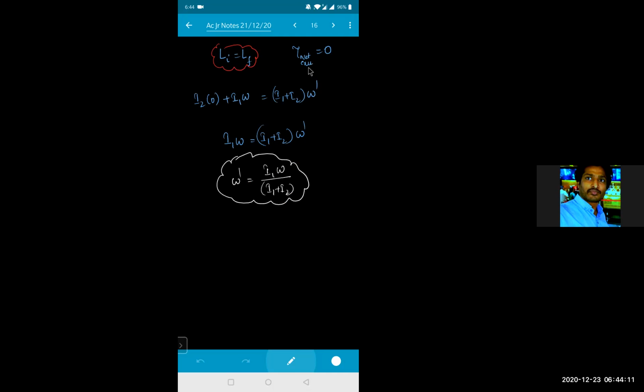Net external torque is 0. So initial angular momentum must be equal to final angular momentum. That means angular momentum is conserved.